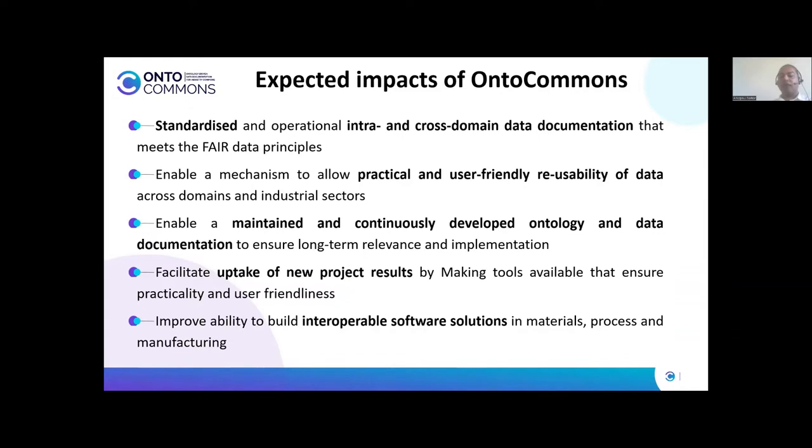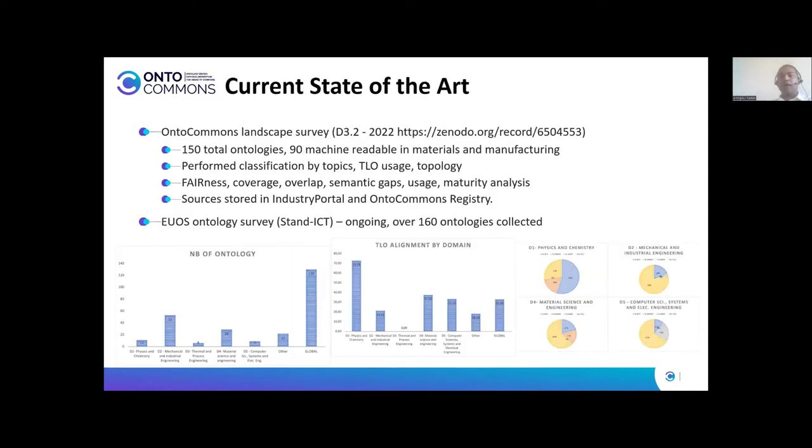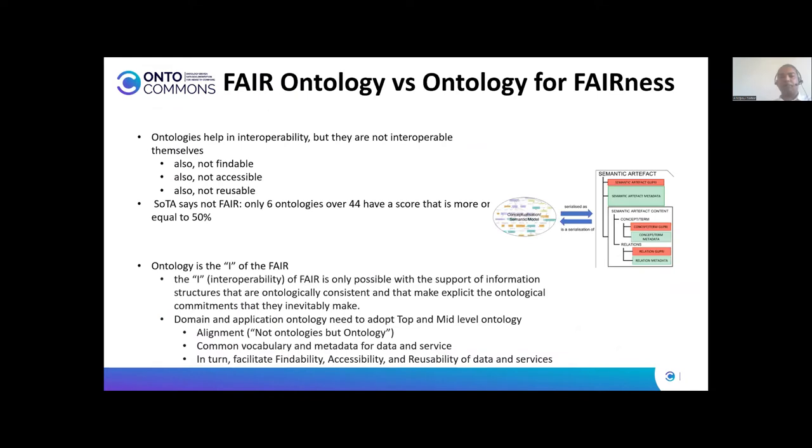But we also have interoperable software solutions, which we are compiling from the existing solutions to have a tool chain to help the community make use of that. So this is the Ontology Commons ecosystem, but I will talk about it more in a later section. The current state of the art of many ontologies is already available. You can take a look. I'm moving forward.